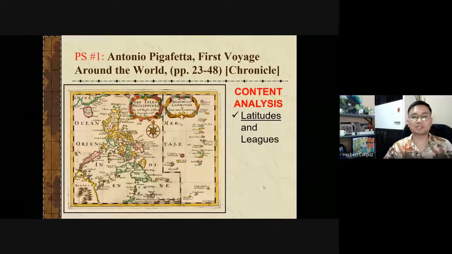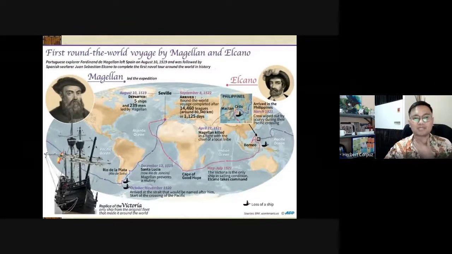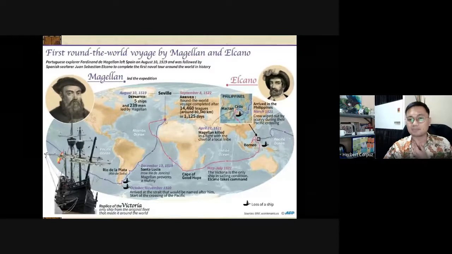So we proceed to the content analysis of this historical source. This map is the first round the world voyage by Ferdinand Magellan and Sebastian Elcano. Kung makikita ninyo, ganito yung route niya. This is the violet line and the pink line. So they started in Seville, Spain. This one is the route taken by Magellan's expedition.